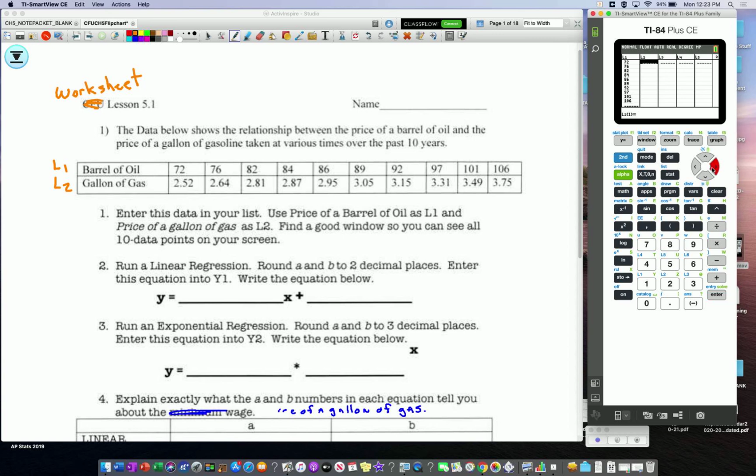And then I can do the prices of a gallon of gas. $2.52, $2.64, $2.81, $2.87, and then $2.95, and then $3.05, and then $3.15, and then $3.31, $3.49, and $3.75. So I'm even going to hit graph right now in Zoom 9 just to get an idea of what this looks like. So we'll try that again. So, kind of looks linear, but kind of feels like there's a little kind of bow in there too.